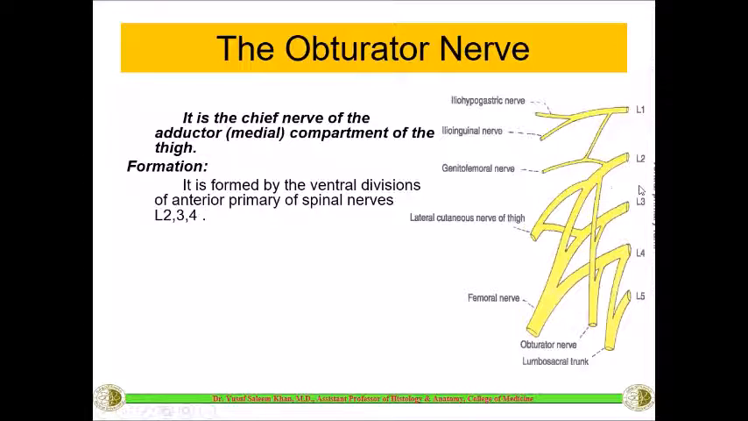This is the lumbar plexus and you can see the formation of the femoral nerve here. So this is from the root values of L2, L3 and L4. Similarly, the origin of the obturator nerve is also from the same root values L2, L3 and L4. The only difference between these two is that the obturator nerve is formed by the ventral division and the femoral nerve is formed by the dorsal division.